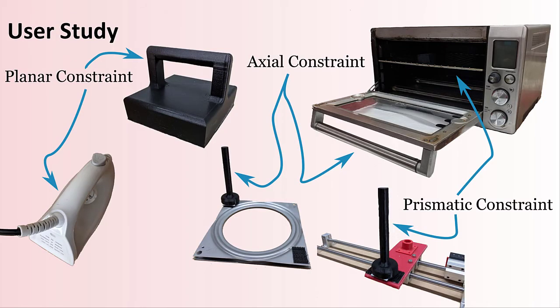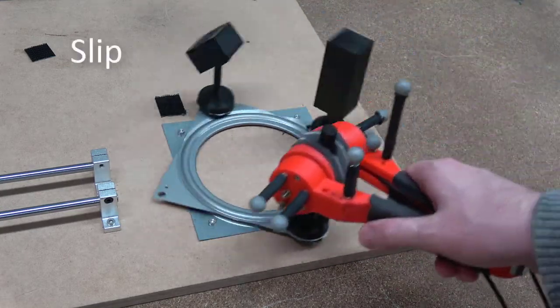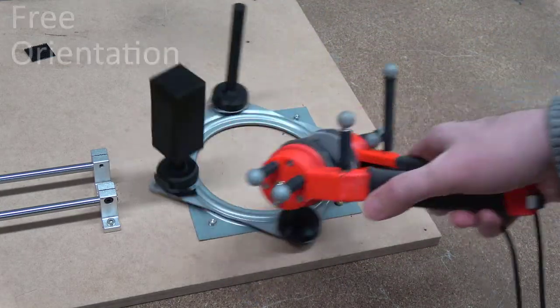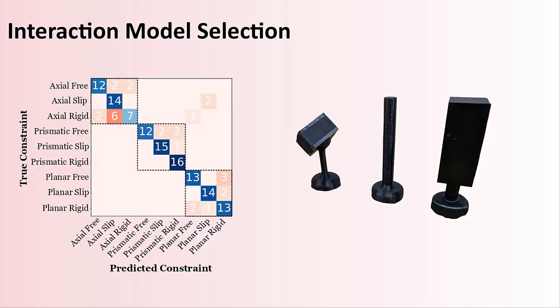We conduct a user study to evaluate our methods. We observe users interacting with a variety of constraints to evaluate how often and with what interactions an orientation slip strategy is used. We show that our method can differentiate between different interactions with the same geometric object.